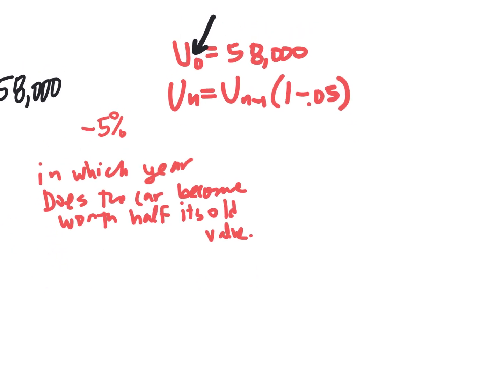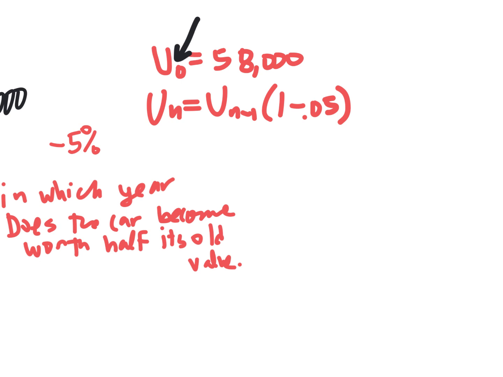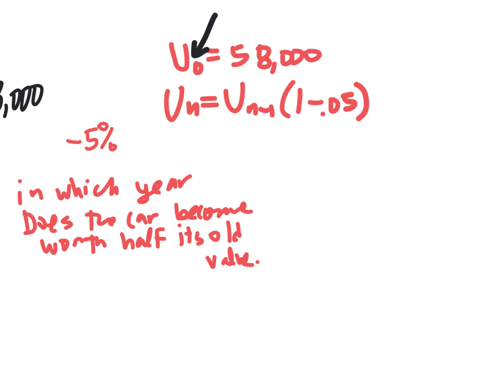All right, so in what year does the car become worth half? Well, half of 58 is 29. Okay. Did you look on the chart or the table and find when it finally hit 29,000? Now, it's not going to be exactly 29,000, but it has to go below. Probably the way the question should be worded is, in what year did it drop below 29,000? Okay. So you're looking for the first table number that goes to 29,000 or less.